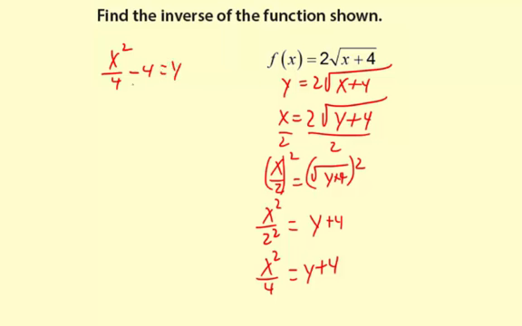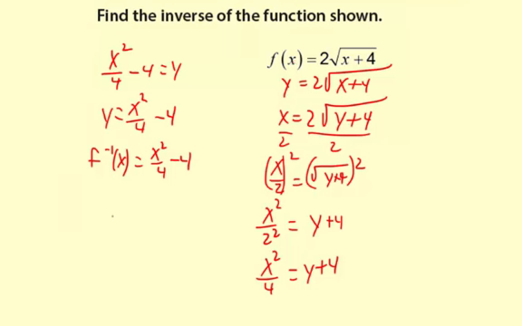Now I'm going to switch sides here. So it's going to be y equals x squared over 4 minus 4. And then finally, back to function notation, f inverse of x equals x squared over 4 minus 4. Okay, so these functions are inverses of each other.